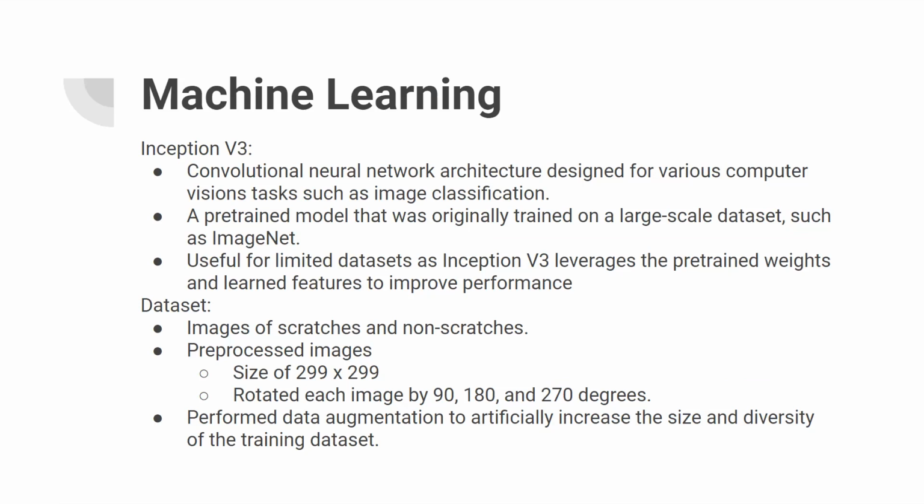Our data set mainly consists of scratches and non-scratches. With these images, we pre-process them to the size of 299 by 299, and to create additional images for our data set, we rotated each image by 90, 180, and 270 degrees. We also perform data augmentation to artificially increase the size and diversity of our training data set.